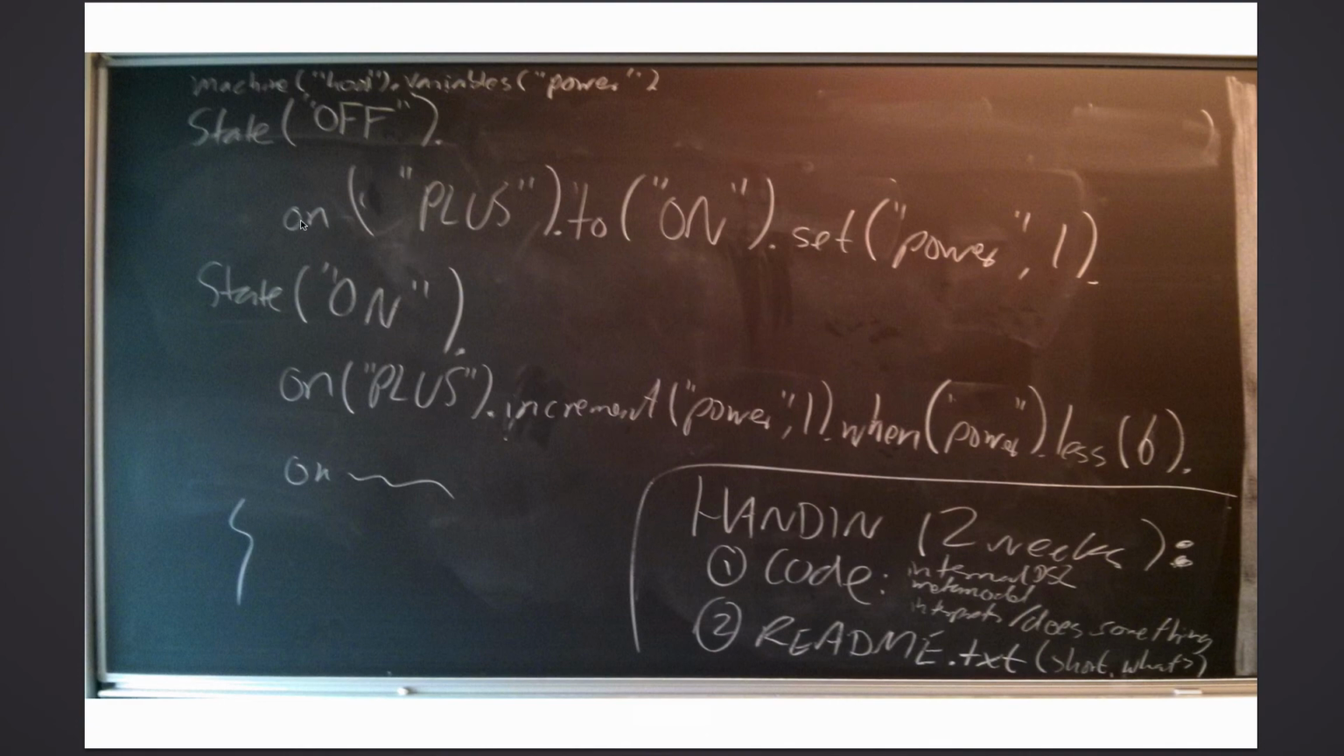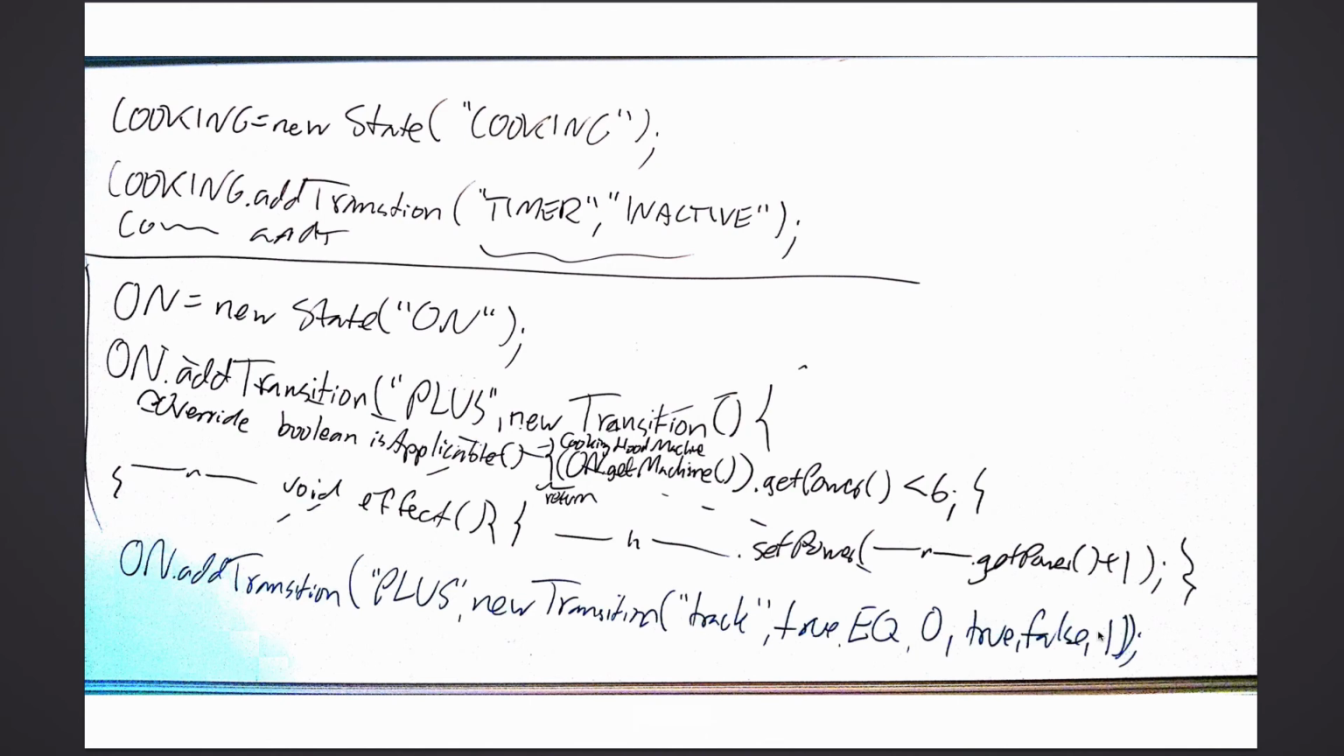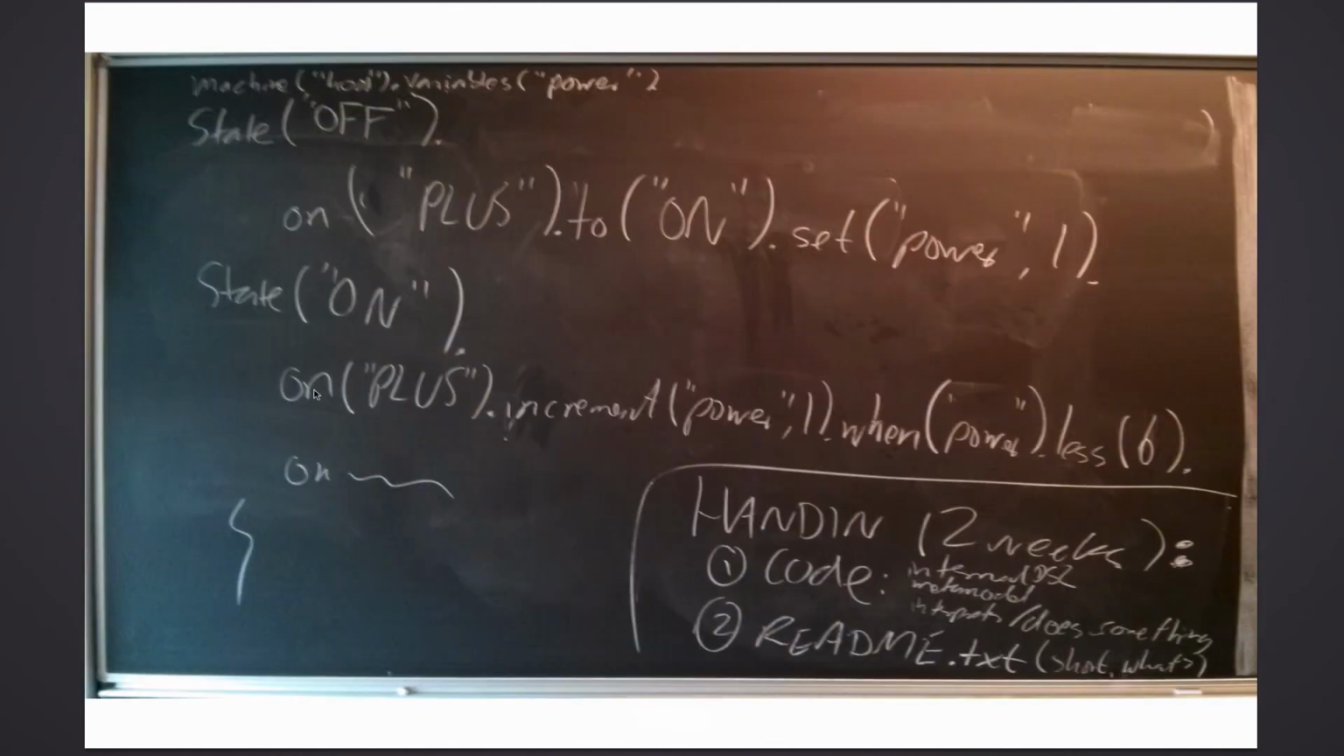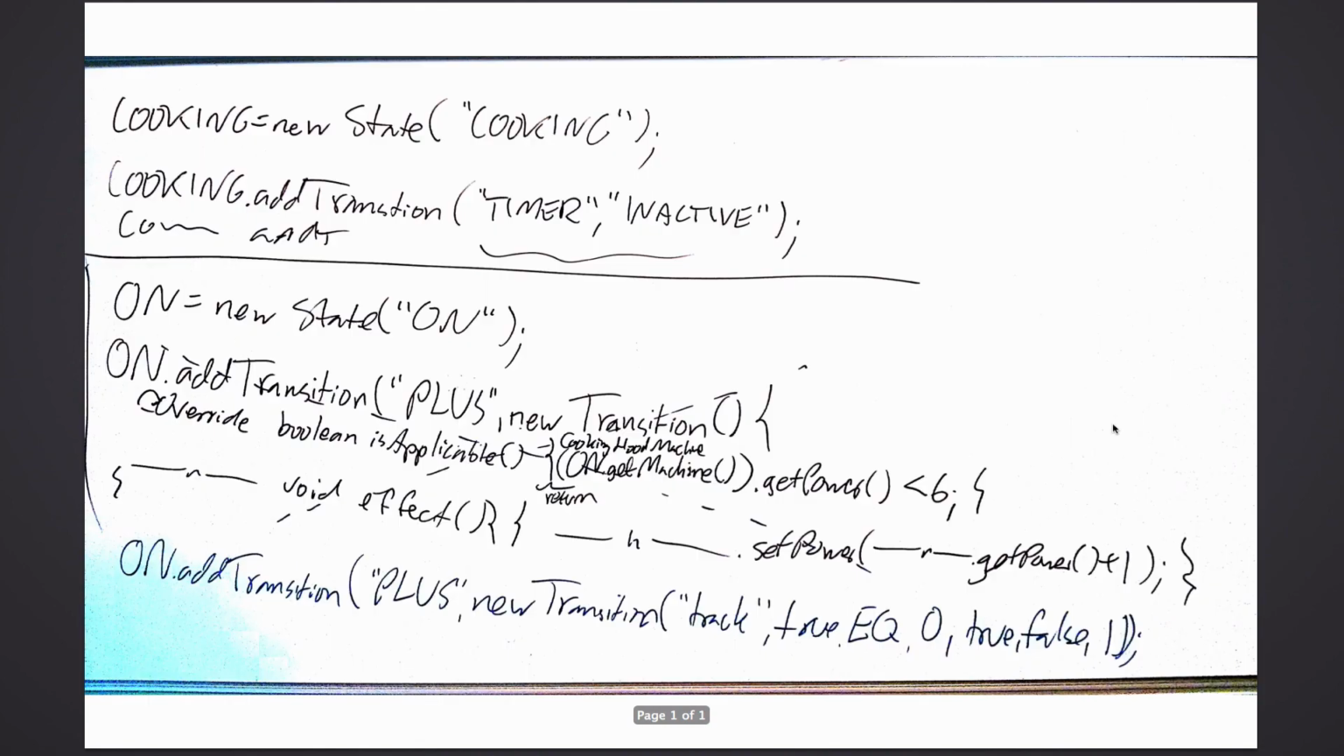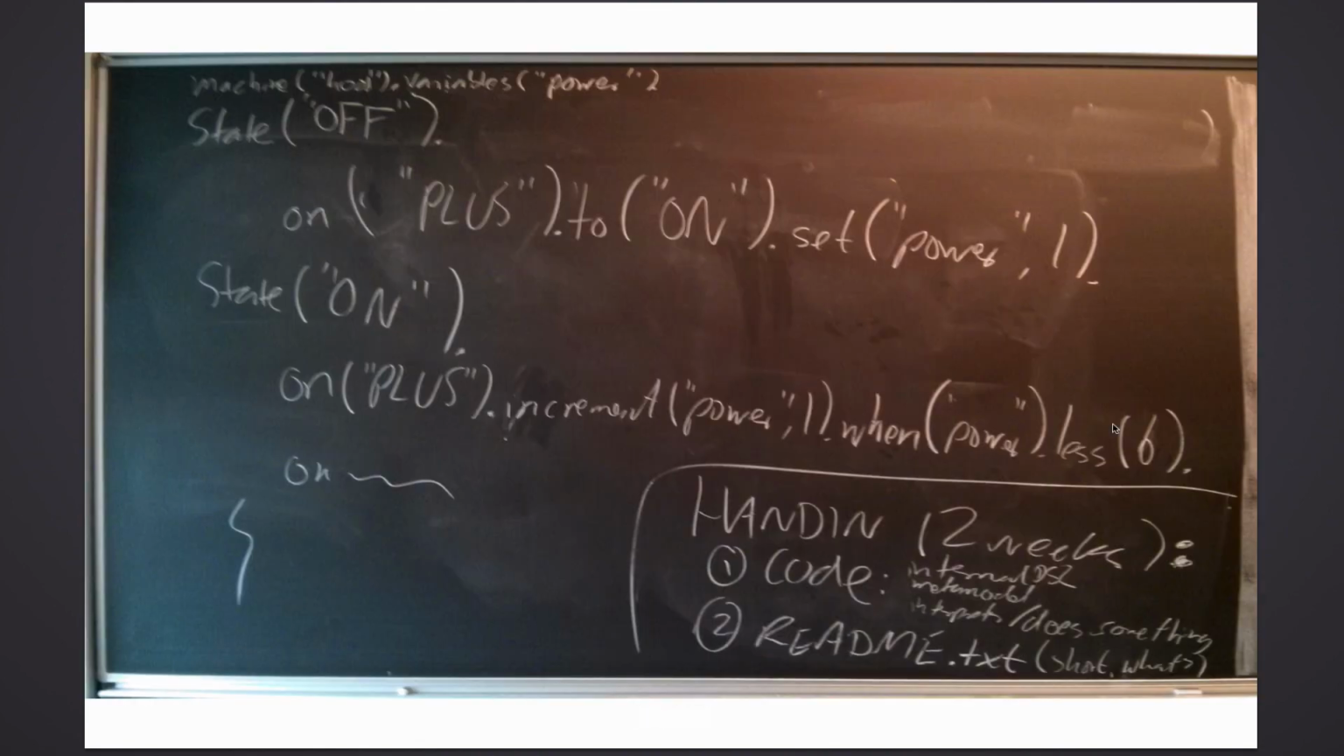And now we use the names of methods to make it easy to see what's going on, rather than having an incredibly long argument list like we had here, where it's hard to see which is which. Then we have state on the plus event increment power by 1, but only when power is less than 6. That is fairly readable, whereas this here was more complicated. So that's it for the small state machine internal DSL thing.